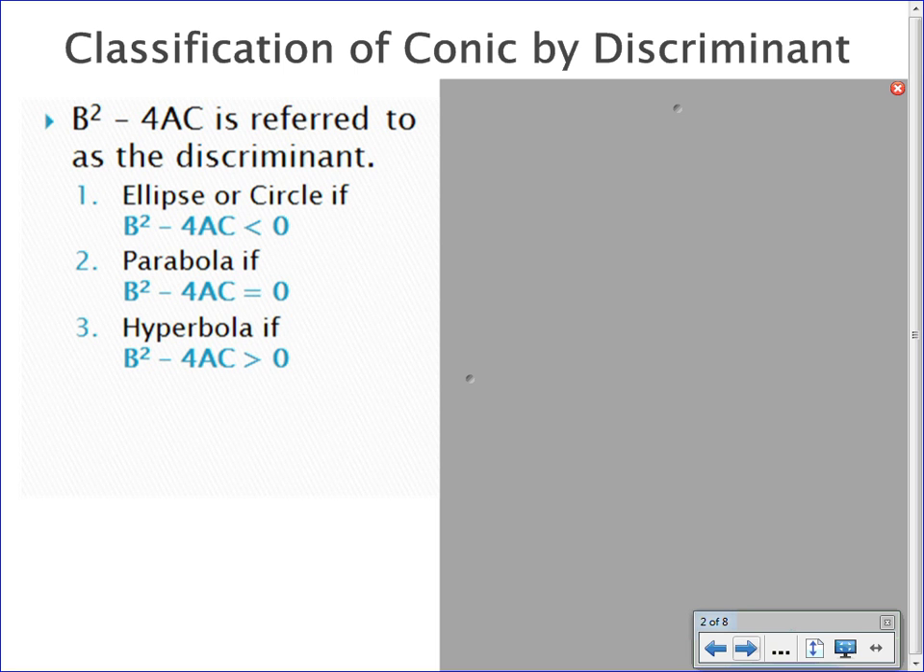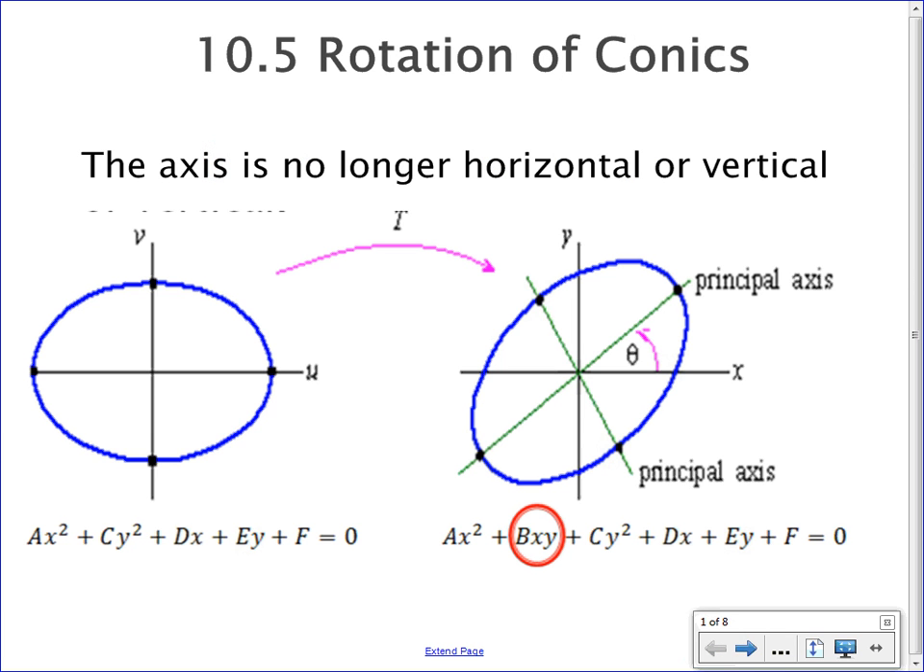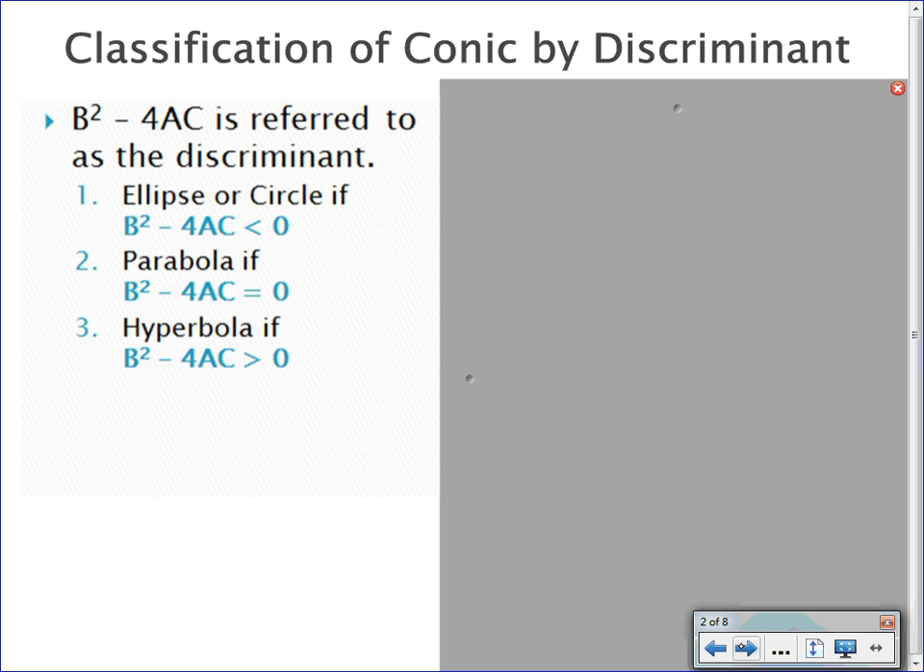Okay? So, hold on. B, A, and C. A is the coefficient of x squared. B is the coefficient of xy. C is the coefficient of y squared. Okay. So our discriminant, b squared minus 4ac, is going to tell us what kind of conic we had. Now, in this case, we cannot tell the difference between an ellipse or a circle. So if we're talking about a rotation, you're going to say ellipse or circle. We won't be able to tell until we actually rewrite the formula.